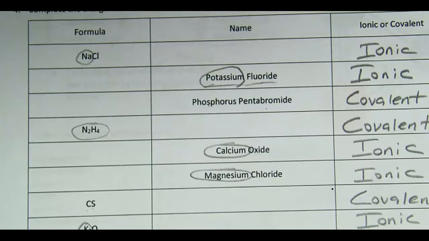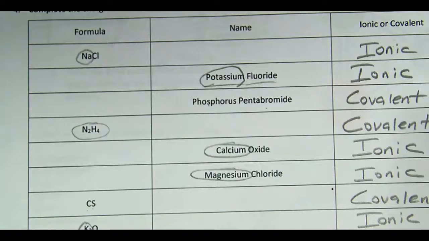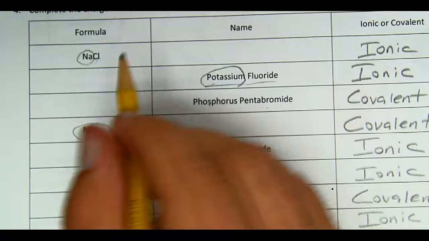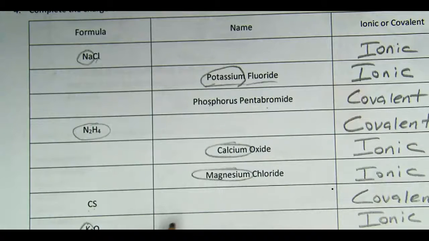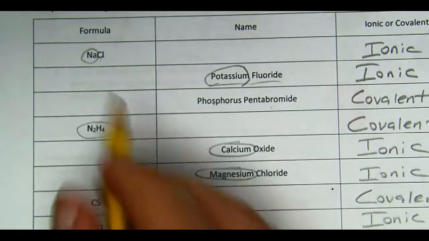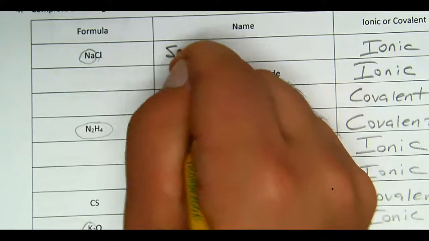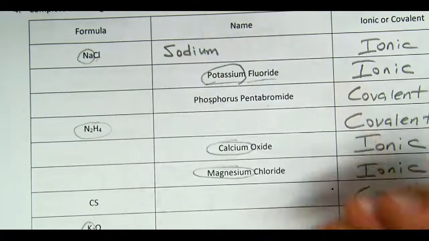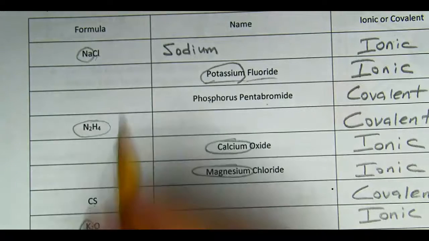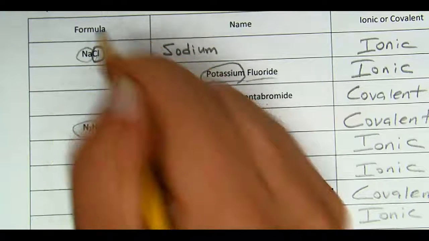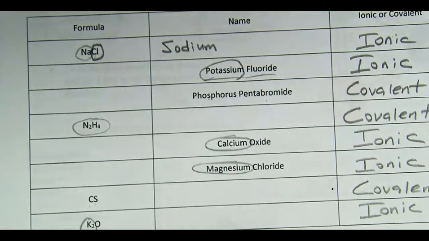All right. So whatever you feel more comfortable naming with, let's do that one first. I'm just going to choose ionic because I have ionic first. So I have Na and Cl. So the first, all the metals, I just put its name. So Na is sodium. So I just put sodium. Now the non-metal is chlorine. However, I can't say chlorine. I have to say chloride.